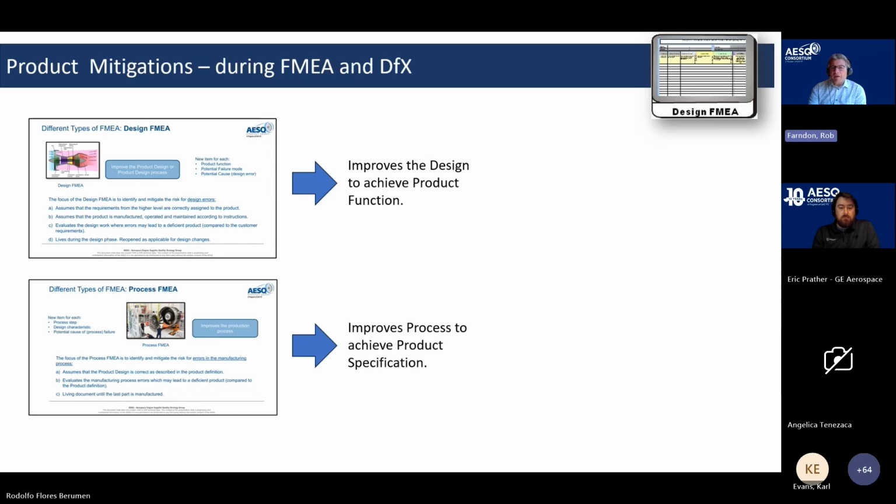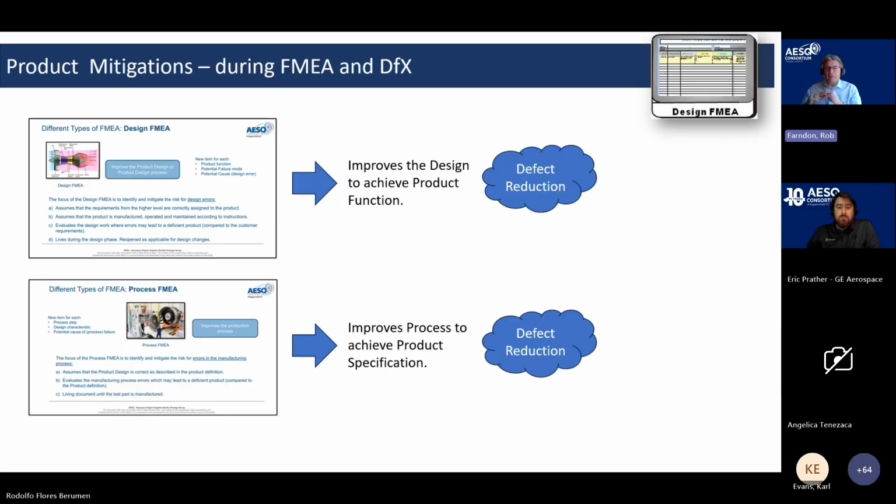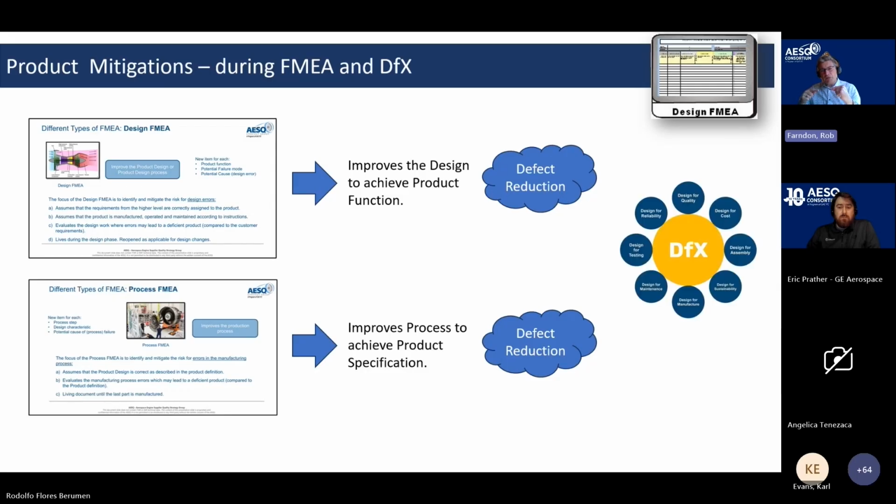The process FMEA operates on the process flow, and it's there to ensure that the process will always achieve the product specification. So both DFMEA and PFMEA are all about defect reduction. They're trying to identify opportunities for improvement such that we don't get the defects.